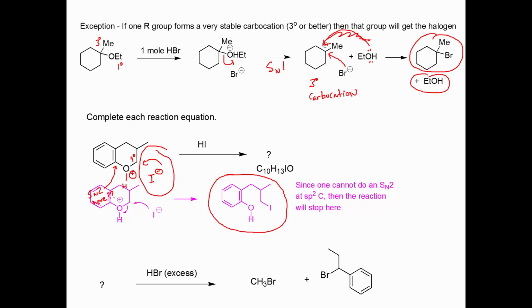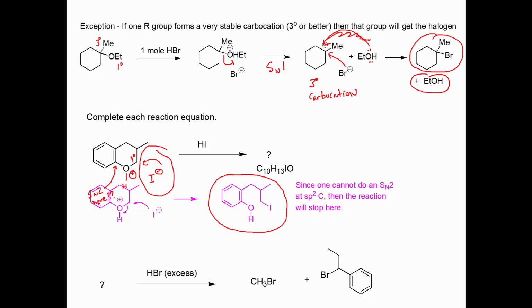It doesn't matter how much HI you add. If you add 1 mole, 2 moles, you'll never add more than 1 mole to this compound because you can't do an SN2 displacement of this group right here. You can't do an SN1 displacement either because a phenyl cation is not a stable carbocation.